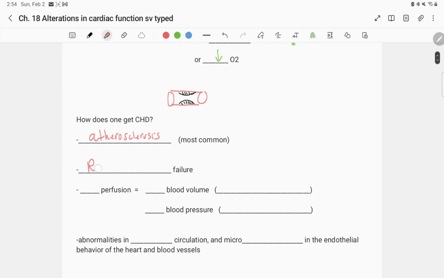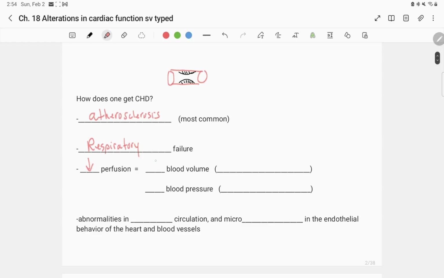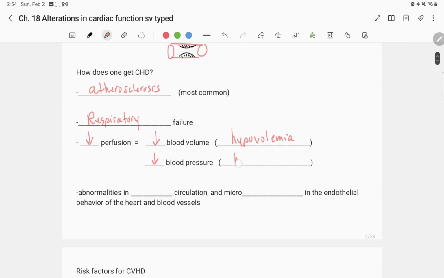Respiratory failure. Okay, decreased perfusion. And if you have that, then there'll be a decrease in blood volume. So the fancy word for that is hypovolemia. Okay, there can be a decrease in blood pressure or hypotension.